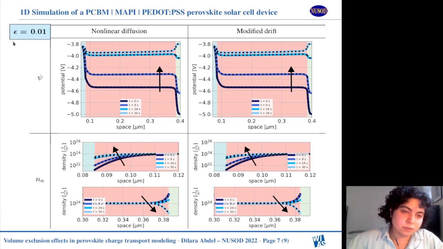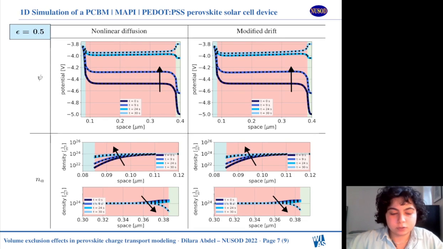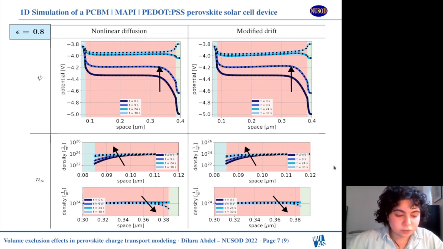Not surprisingly, if you compare for this choice of epsilon the left and the right column, we see no difference in the solutions, since for this choice we are in a Boltzmann regime. Taking an epsilon equal to 1/2, we also do not observe differences between either nonlinear diffusion or a modified drift. Going further, for the modified drift case, we observe a slower evolution of the vacancy concentration, which also results in differences within the electric potential.